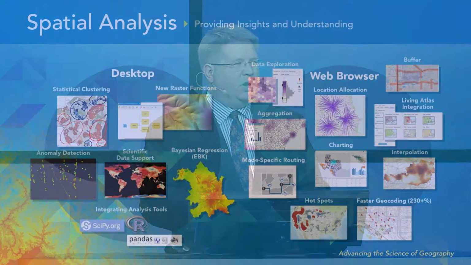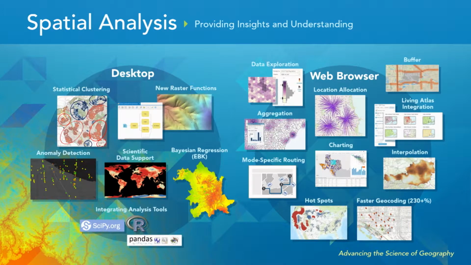Now, while visualization and content might be the pretty end of GIS, the hard-working end is spatial analysis. It's what many of us got into this field for, to start to understand the data. And we continue to advance spatial analysis in a number of different ways. We've advanced desktop with statistical clustering and some anomaly detection tools, but also increased support for scientific data formats. So increasingly pulling in some of the HDF and other model outputs that the scientific data community is using.